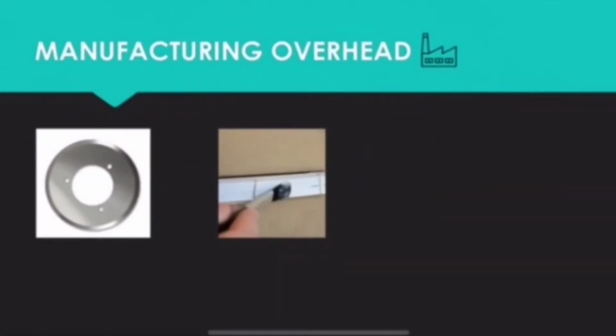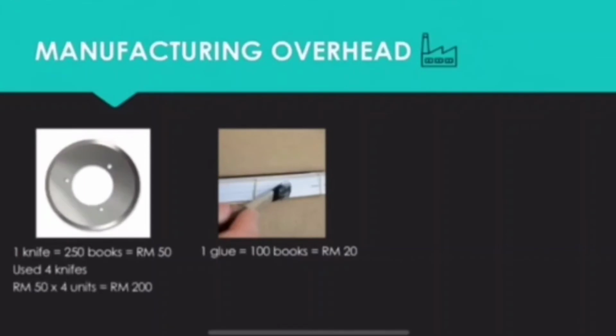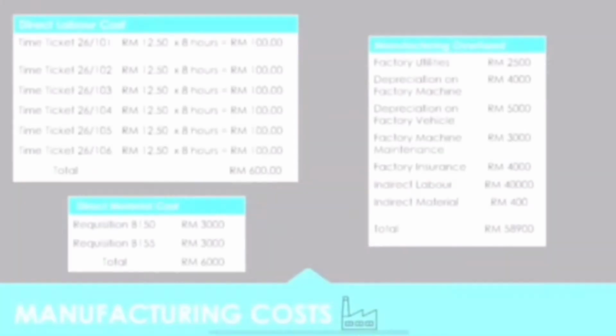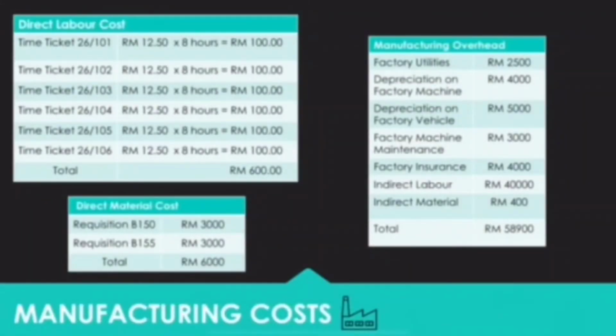The materials that we use in this production are the knife of the machine and also the glue, which cost 50 ringgit and 20 ringgit per unit respectively. Since we have to produce 1000 units of books, we used 4 units of knives which cost 200 ringgit and also 10 units of glue which cost 200 ringgit also. Then we list it as indirect material in the column with the total amount of 400 ringgit. So here are all the costs that occurred during the production process of books, such as direct labor costs, direct material costs, and also manufacturing overhead costs.